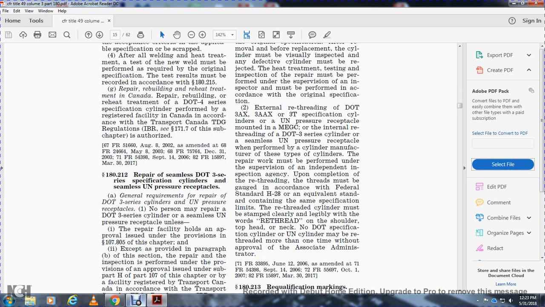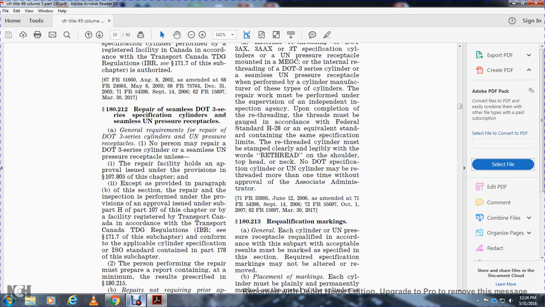182.12 The repair of seamless 3 series specification cylinders and seamless UN pressure receptacles. General requirement: no person may repair the 3 series cylinders or seamless UN pressure receptacles unless the repair facility holds an approval issued under the provision of 107.805, except as provided in paragraph B of this section.